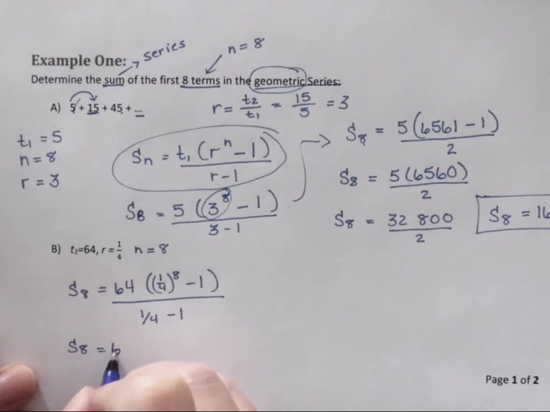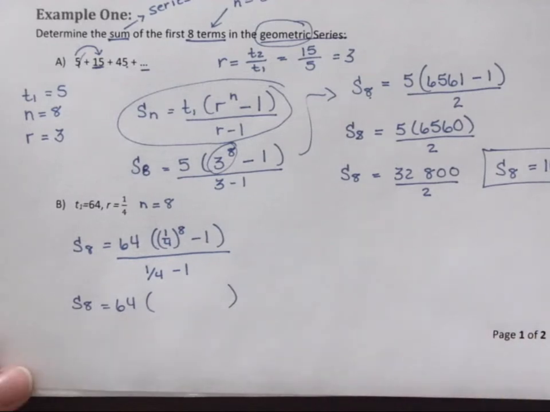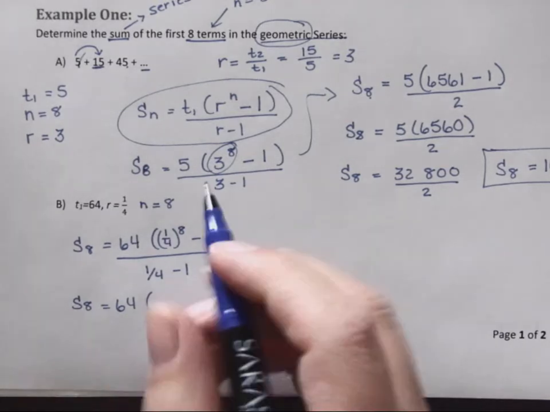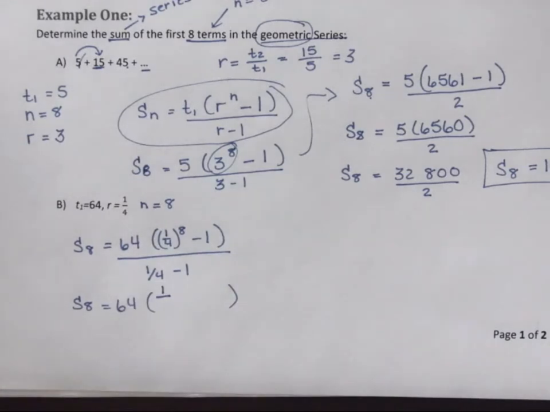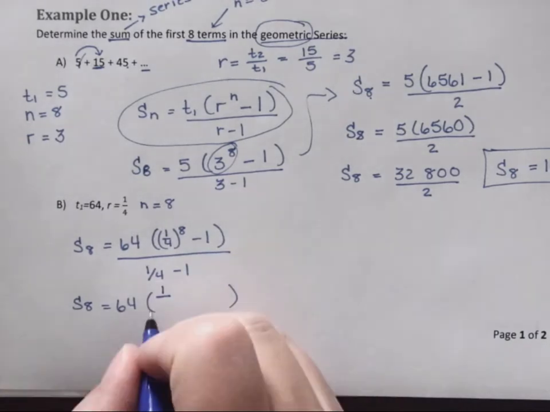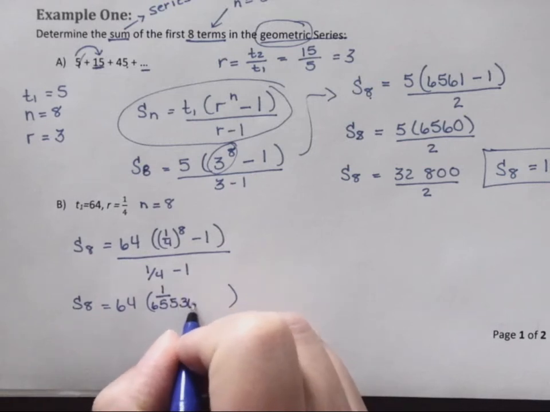So S8 equals 64. Now, a lot of you might be tempted to go to decimals, and that's okay to do that. But again, I think you do need practice in using fractions. And so I'm going to do 1 to the exponent 8 is 1, and 4 to the exponent 8 is 65,536.